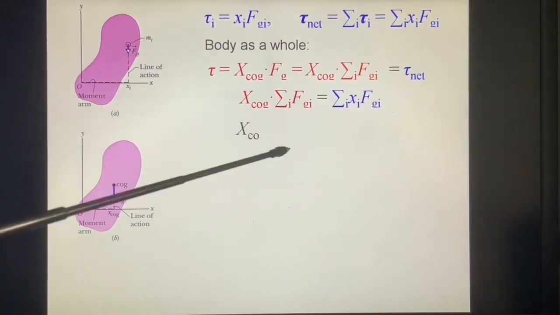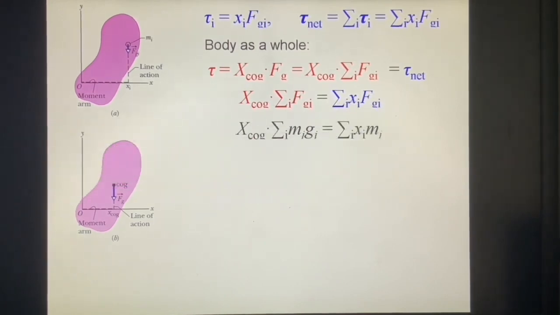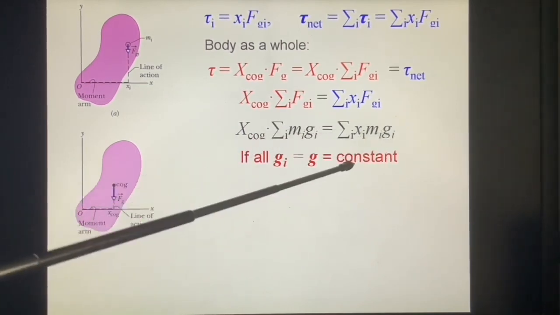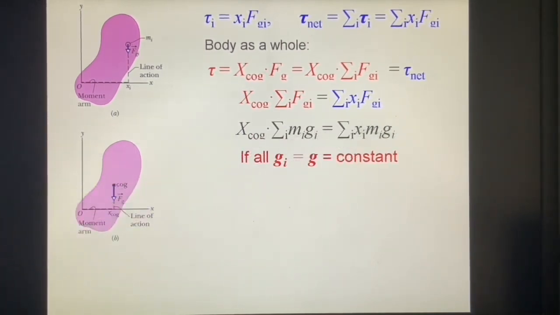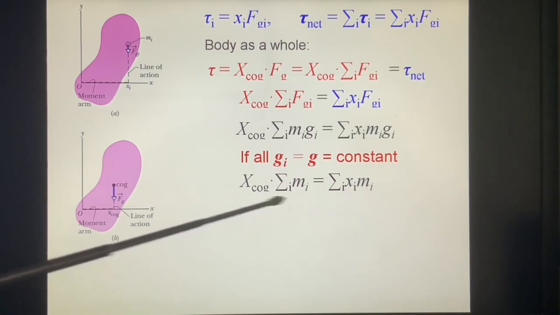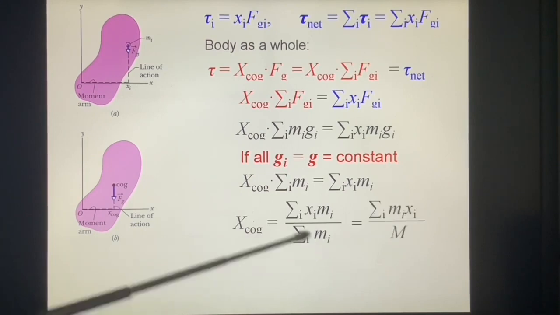And this one, we know that F_gi is m_i g. This is m_i g. If all the g_i are the same, okay, then we can cancel this one out. What we got is x_com equals the sum of x_i m_i over the sum of m_i. What is this? Actually, this is the definition of the center of mass. Okay? This is the definition of center of mass.